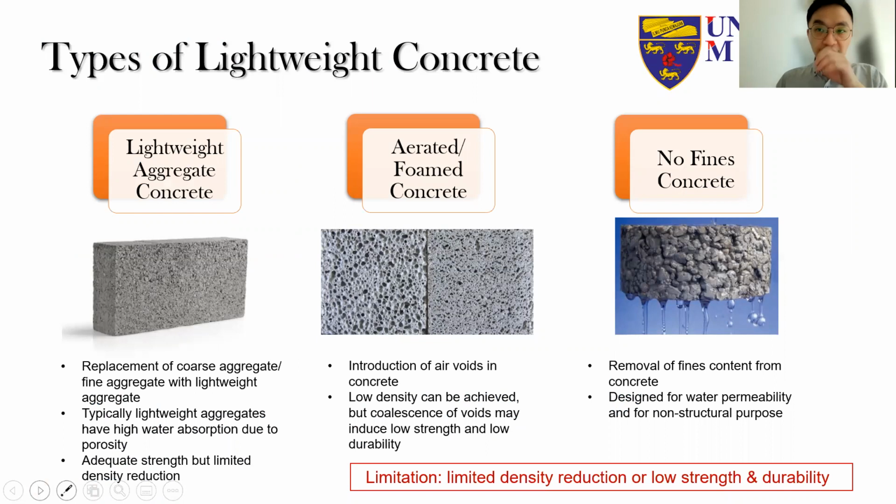Right, so I'd like to start off with a brief introduction about the typical types of lightweight concrete. The first type is the lightweight aggregate concrete. The lightweight aggregate concrete is usually obtained by replacing part or the full amount of the aggregates with lighter weight aggregates. And this kind of lightweight aggregates are usually porous and have high water absorption. And this may actually cause some properties to be decreased in the lightweight concrete.